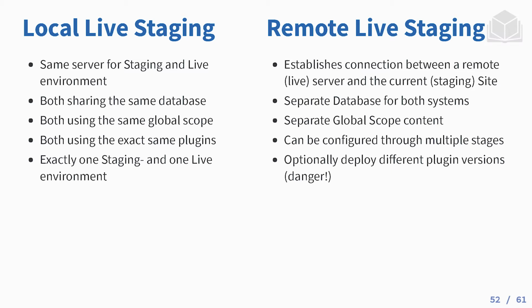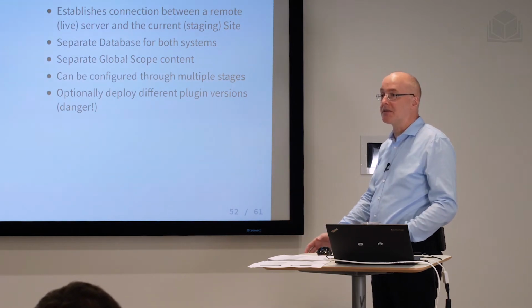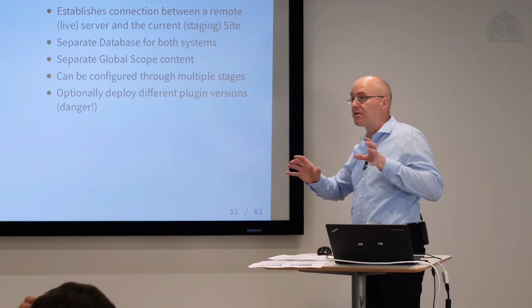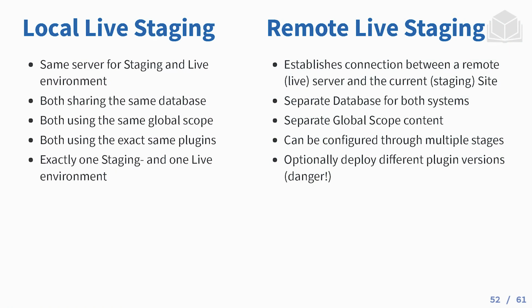Now it gets more exciting and more interesting with remote live staging, because we do establish a communication channel between two servers. We do separate the database because now we have two servers, meaning they have two logical databases. They might still share the same database server, but those are logically distinct databases. No longer are they accessing exactly the same one. Naturally, we have two servers, so we have a separate global scope, which is kind of unexpected for some, and it's not always clear what you want when you publish, and you also refer to the global scope.